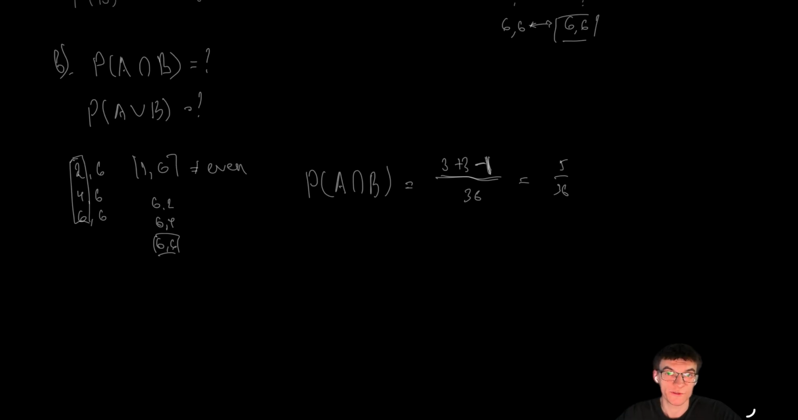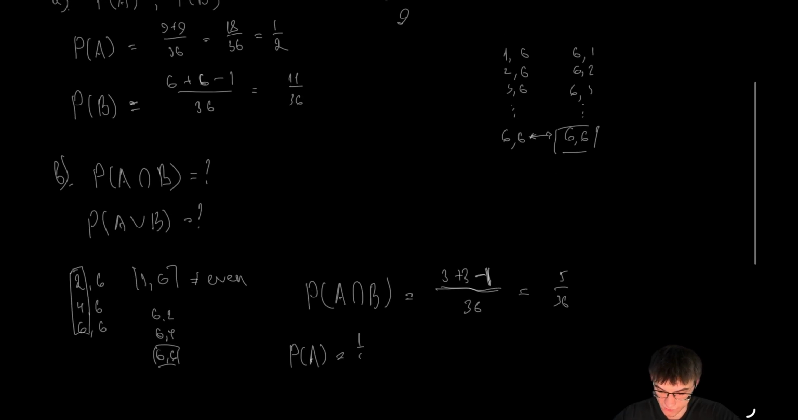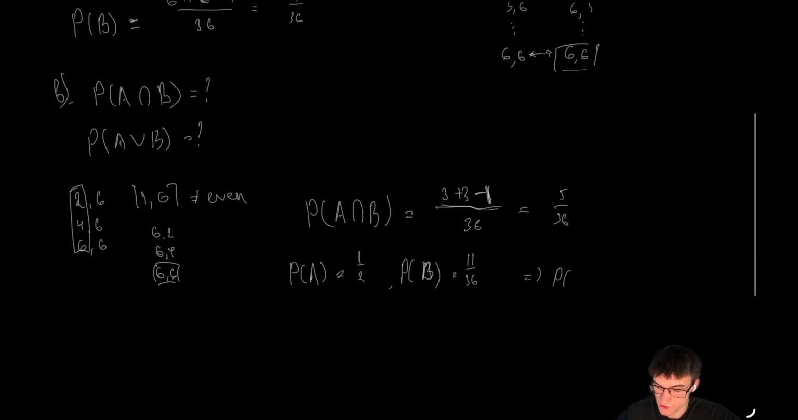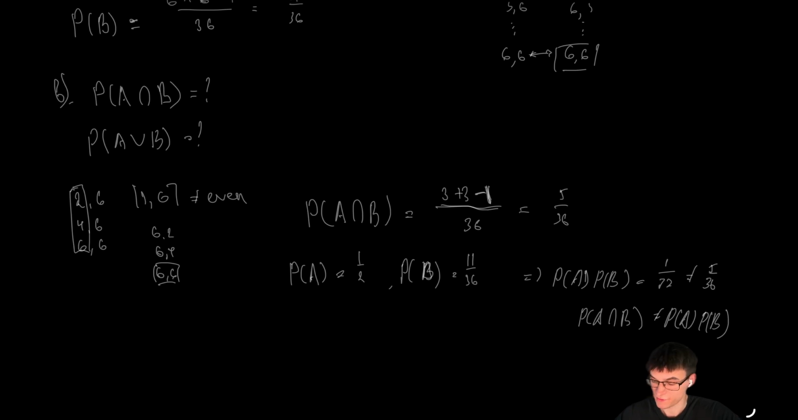So one can notice that those events are actually not independent, because if you try to calculate the probability of A, as we figured out, it is 1 over 2, and the probability of event B, which is 11 over 36, you can notice the product of those probabilities, P of A times P of B, is actually 11 over 72, which is not 5 over 36, the probability of the intersection of those, which essentially means that these events are not independent.